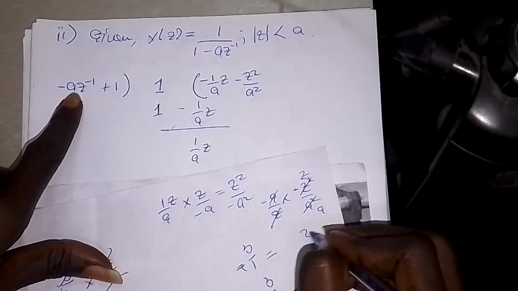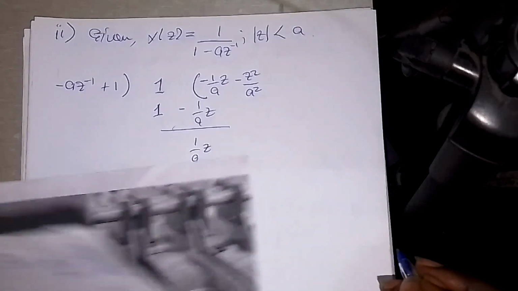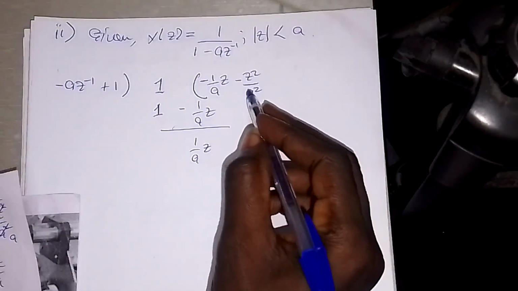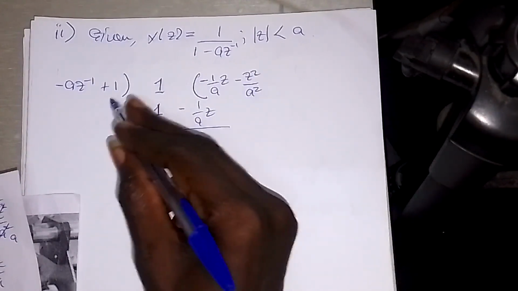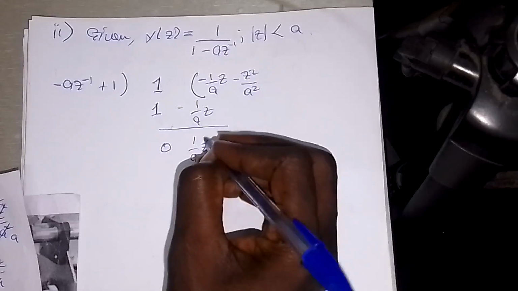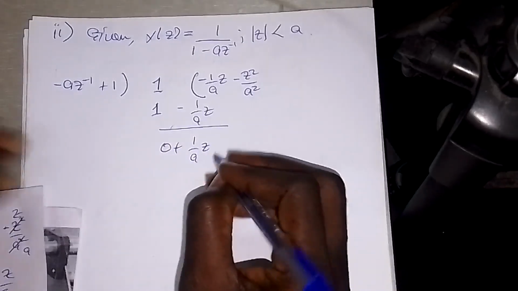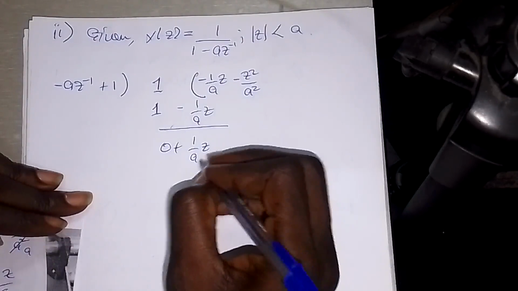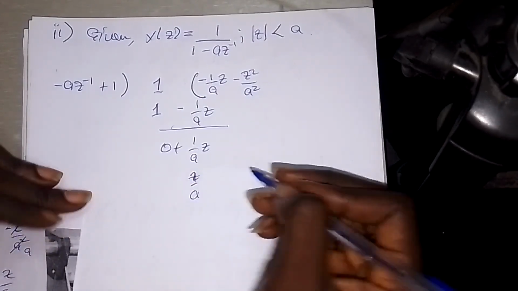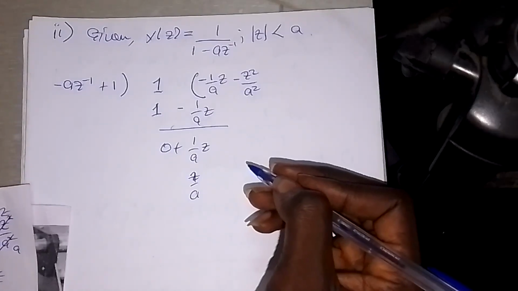So I'll have positive z over what? A. Okay, so now that means that if I multiply this one by this one, I'll get what? Here I can write the 0 and then I'll write the plus. Okay, so here I got what? 1 over what? Positive z over what? A. Okay, I got positive z over A.